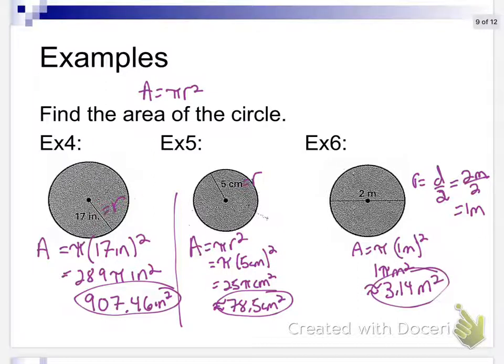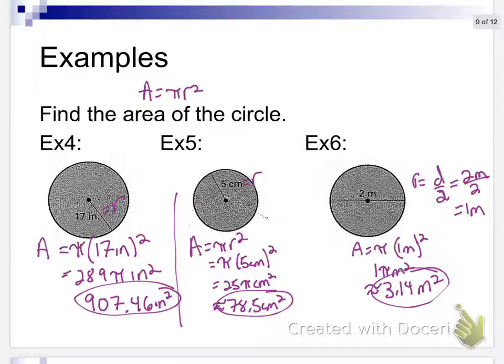Okay, so this is how we do area. Remember, circumference is like the perimeter of a circle, and that's either going to be 2 pi r, or it's going to be pi d. And then for area, it's pi r squared.